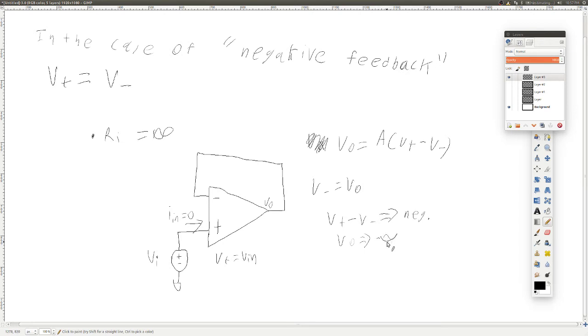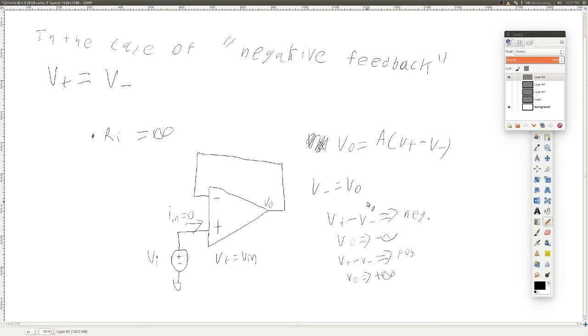But wait, if V out goes to negative infinity, then now V minus is less than V plus, meaning that V plus minus V minus goes to positive, giving you V out going to positive infinity. And wouldn't that mean that this is going to oscillate? It's going to just jump back and forth between two really large numbers? And you can't see it, but I did a big hand wave here like I would actually do if I were teaching a lecture.